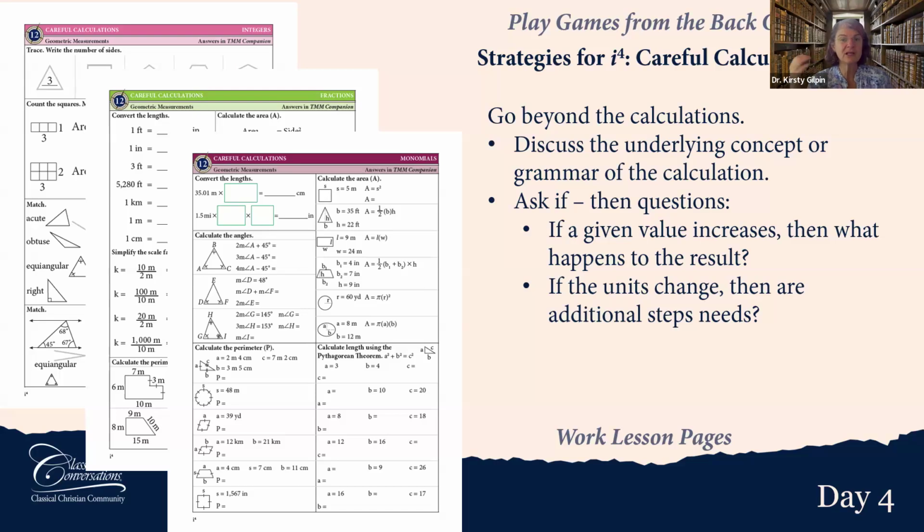What if one value changes? What happens to my result? Or you can say, if I changed my units, right? So here we see meters and feet and inches and yards. Well, what happens if my base was given in feet, but my height was given in inches? What would I need to do, right? So asking them those questions, what if this happened, what would change here, gives you a way to take that careful calculations page and go farther, challenge your student.